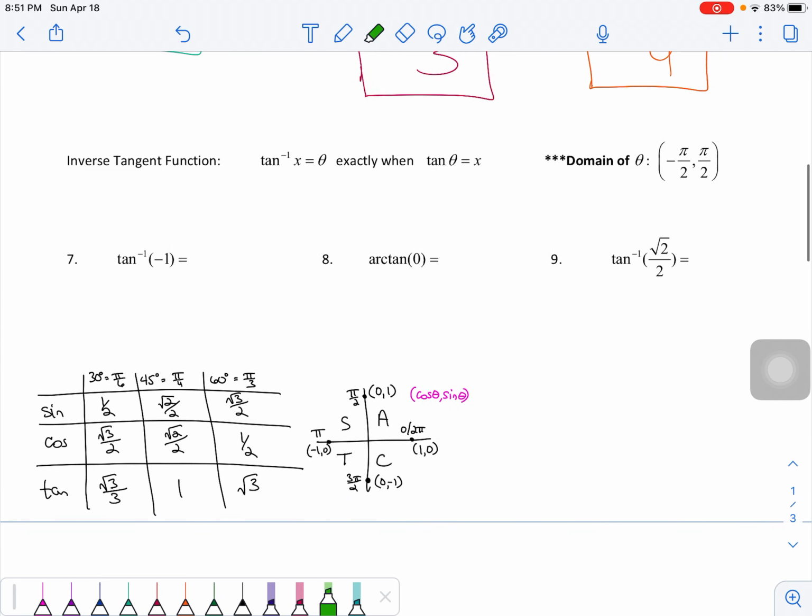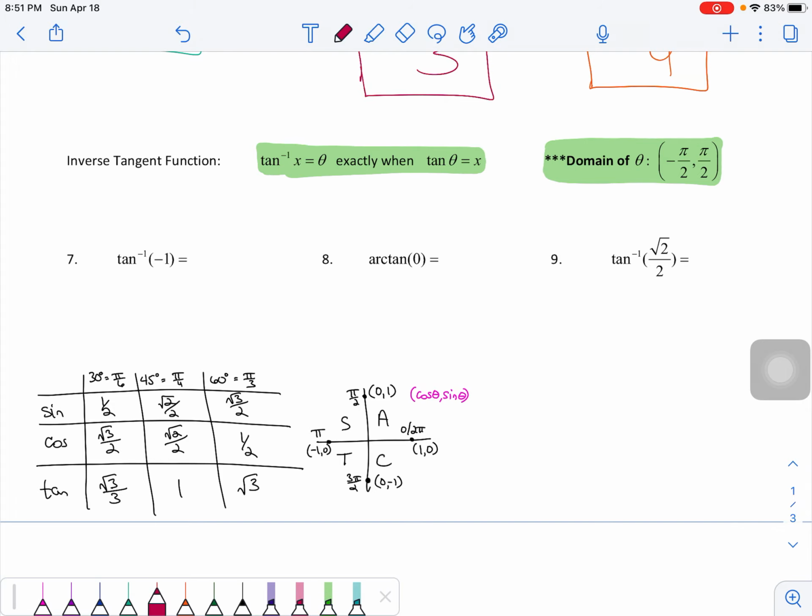All right. So tangent, cosine, and sine all have the same definition for these inverse functions. So the inverse tangent of x is equal to theta, exactly when the tangent of theta is equal to x. So you keep hearing me say it, when is tangent equal to something, or when is cosine, that type of thing. Tangent's domain is similar to the sine domain, but it is not identical.